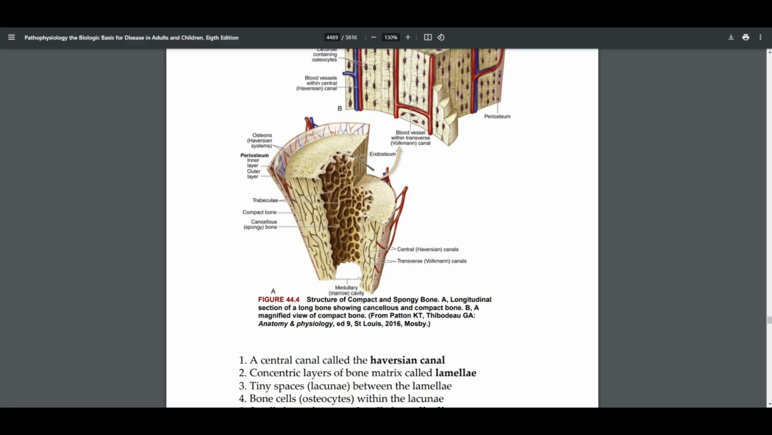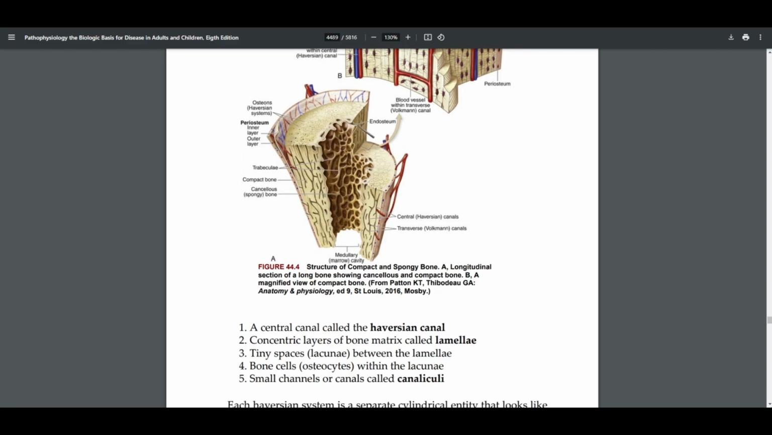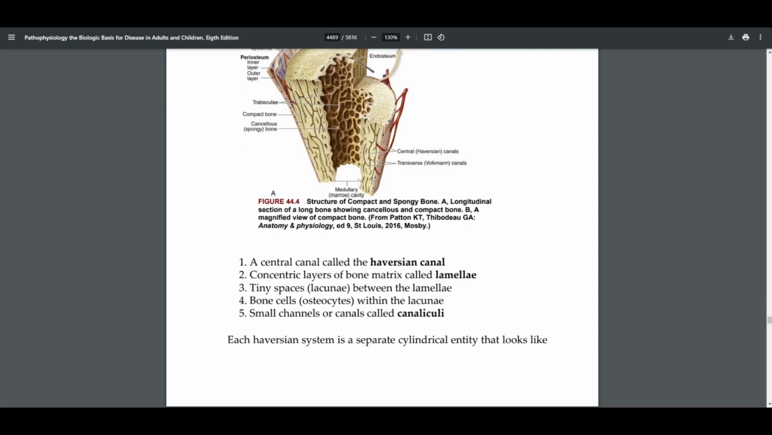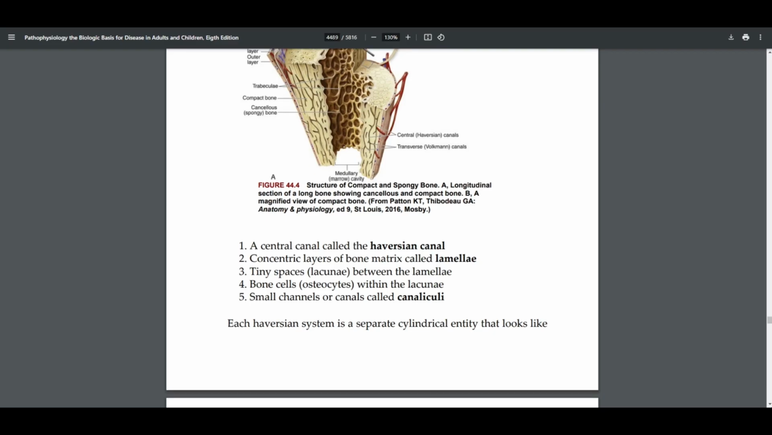So your Haversian system has these five parts. One, a central canal called the Haversian canal. Two, concentric layers of bone matrix called lamellae. Three, tiny spaces, the lacunae, between the lamellae. Four, bone cells, your osteocytes, within the lacunae. And then lastly, five, small channels or canals called canaliculi.